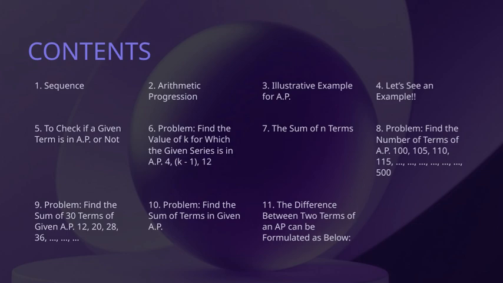Next, we use the formula for the nth term of an AP, which is a plus (n minus 1) times d. In this case, the first term is 100, and the common difference d is 5. We set the nth term equal to 500, our last term, and solve for n. This way, we can find out how many terms are in the sequence.